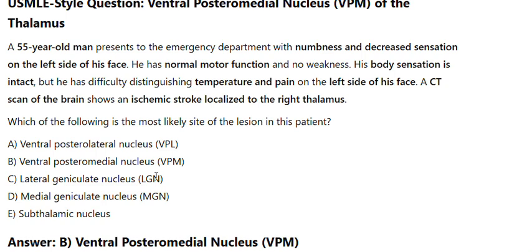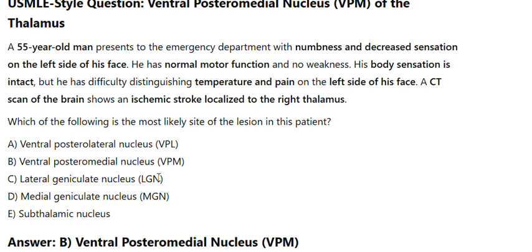A CT scan of the brain shows an ischemic stroke localized to the right thalamus. Which of the following is the most likely site of the lesion in this patient? A. Ventral posterolateral nucleus, VPL. B. Ventral posteromedial nucleus, VPM. C. Lateral geniculate nucleus, LGN. D. Medial geniculate nucleus, MGN. E. Subthalamic nucleus. Ventral posteromedial nucleus, VPM.